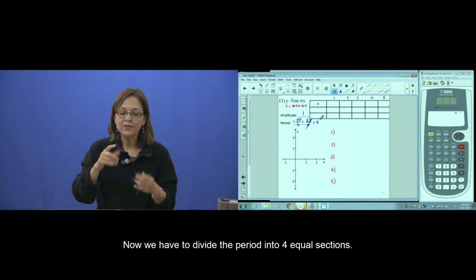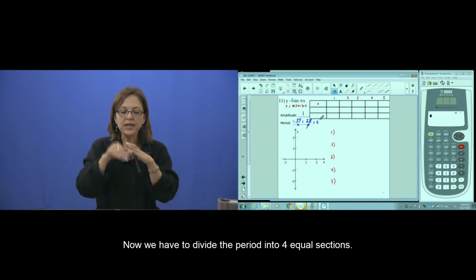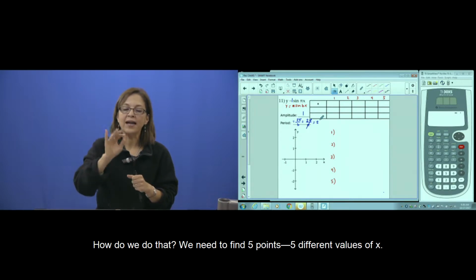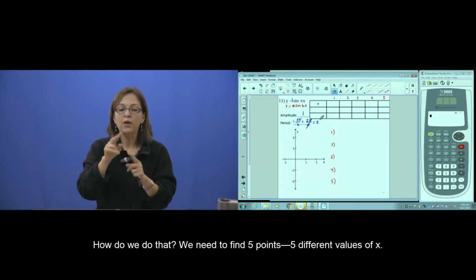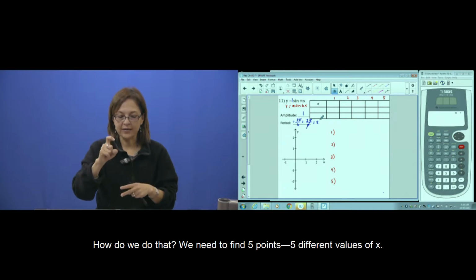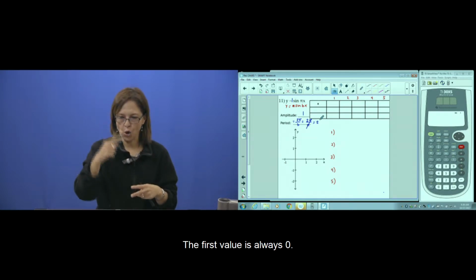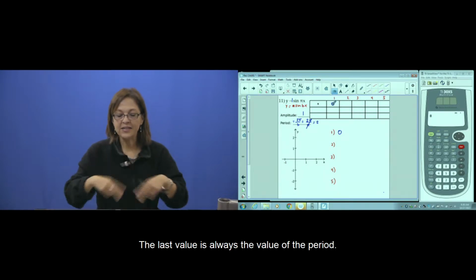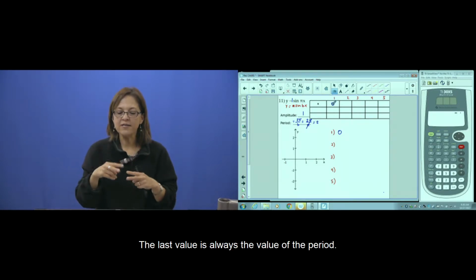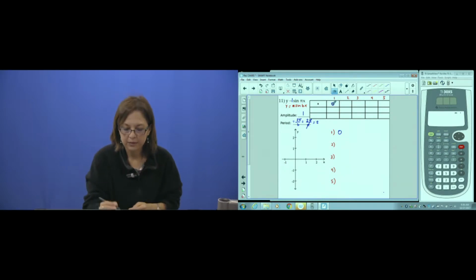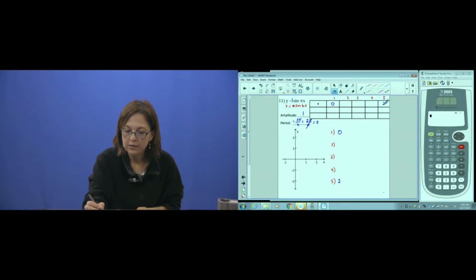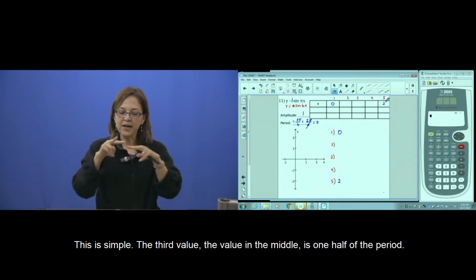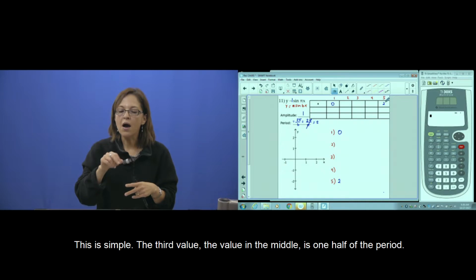Now, we have to divide the period into 4 equal sections. How? We need to find 5 points, 5 different values of x. The first value is always 0. The last value is always the value of the period. This is simple. The middle, the third value, is 1/2 of the period.